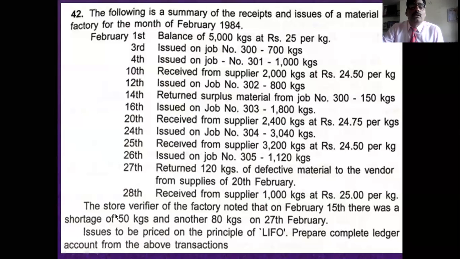Then in the paragraph, there are 2 points. On the 15th, shortage is there of 50 kg and 80 kg shortage on the 27th. These two you have to adjust according to the given dates. This is the point you remember. 50 kg shortage is to be issued on 15 February. On 27 February, 80 kg you have to issue. Making these two adjustments in the above problem, serially arrange and record the transaction.